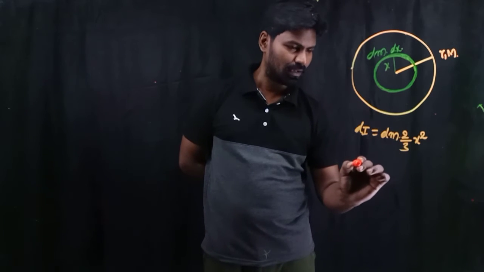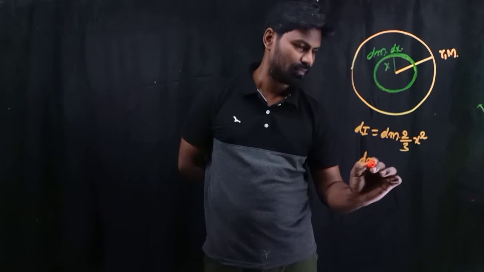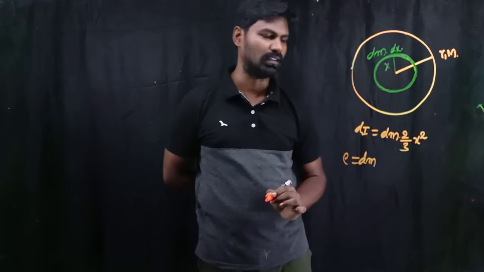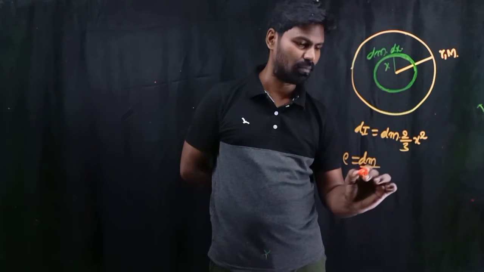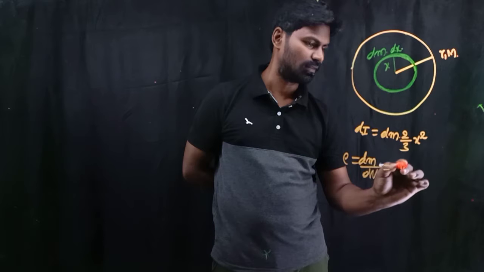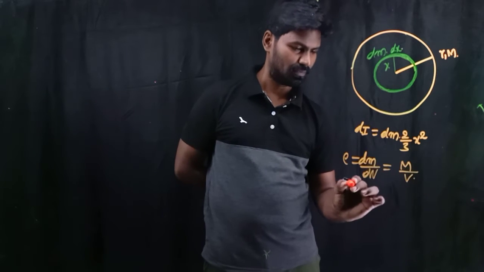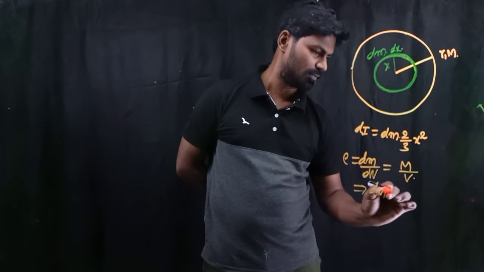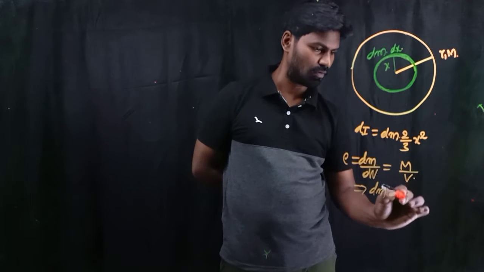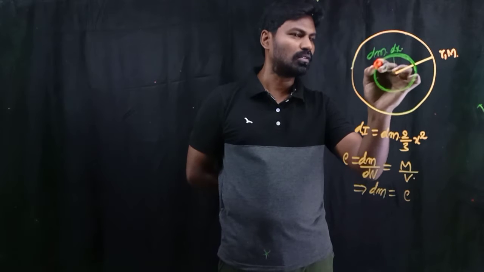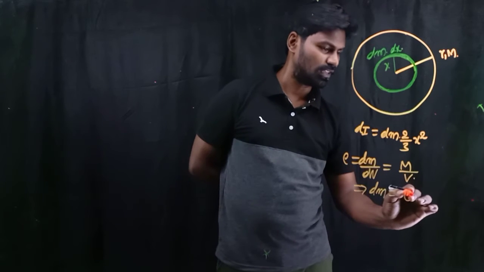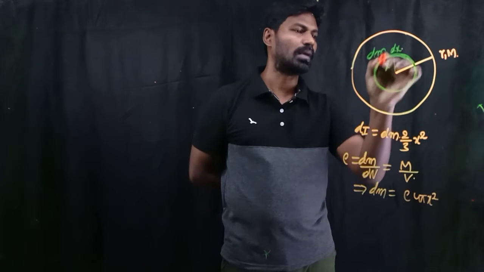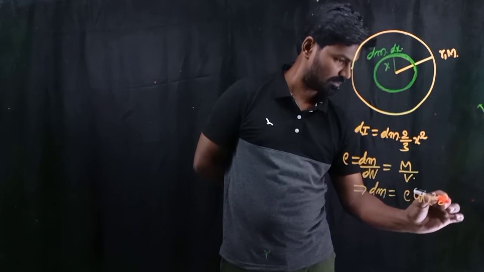So what is dm here? Because it is a three-dimensional object, to find dm I will define one parameter known as density. Rho is equal to dm divided by dV, which is nothing but m divided by V. That implies dm is equal to rho dV, rho into the volume corresponding to this small strip: surface area 4 pi x squared into thickness dx.